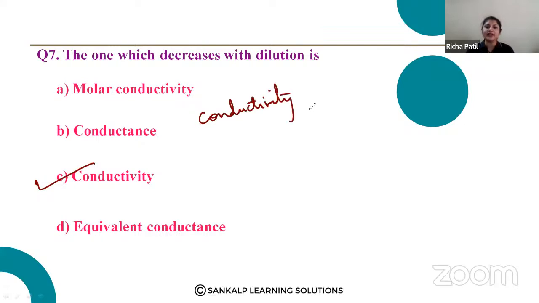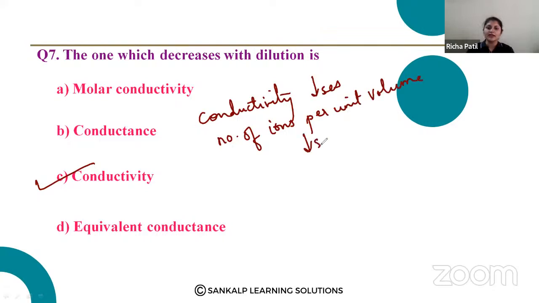Conductivity decreases with dilution because the number of ions per unit volume decreases with dilution. Because of this factor, conductivity decreases.